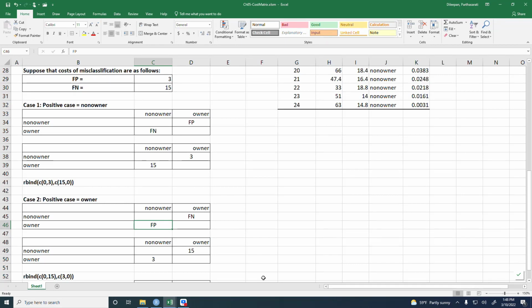And of course, if the rows and columns are switched around, again, you have to figure out what is false positive and what is false negative. And then the first row goes as the first vector in rbind, the second row goes as the second vector in the rbind. So step one, figure out where the false positive and false negative fall in the matrix. And then replace false positive with the cost of false positive, replace false negative with the cost of false negative. Put the first row as the first vector, put the second row as the second vector. Then you will be fine. Okay?